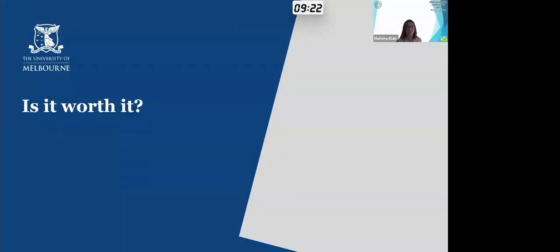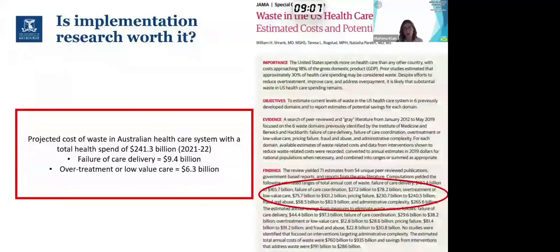Just quickly, because I'm running out of time, I wanted to touch on whether we think implementation research and science is worth it, because sometimes people say, look, this is too expensive. It takes too long. Can we even afford to take this approach? Well, a paper published by Schrank and colleagues in 2019 calculated the annual cost of waste in the US healthcare system based on the failure of care delivery, so not delivering care that's indicated, and over-treatment or ongoing delivery of that low-value care. So those things that we discussed in those first few slides.